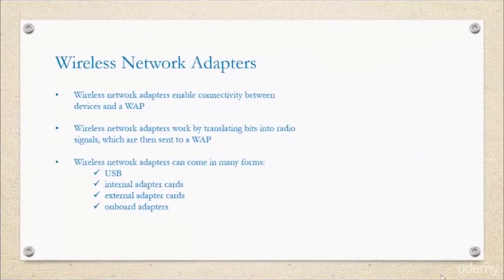So let's talk a little bit more about wireless network adapters. They enable connectivity between any device and wireless access points, right? And they work simply by translating bits into radio signals. The radio signal modulates, so it goes up and down, and that's how they represent zeros and ones. That's a little bit different from the way you and I represent zeros and ones in binary data.